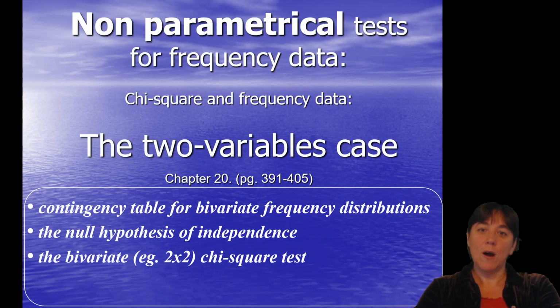Let's now turn to our other chi-square test, the two-variable case, where we also test non-parametric data, frequency data. But here the contingency table will be a little bit different, and we will draw a table for something we call a bivariate frequency distribution. We have two aspects to consider in these kinds of hypothesis testing. We will talk about the null hypothesis of independence and this 2x2 chi-square test. We also call it bivariate chi-square test.